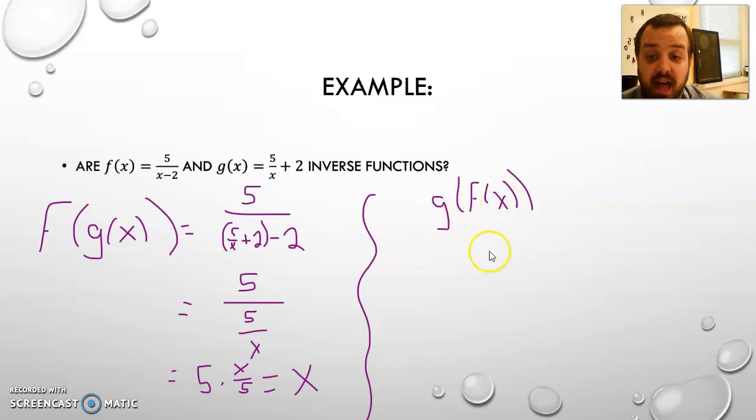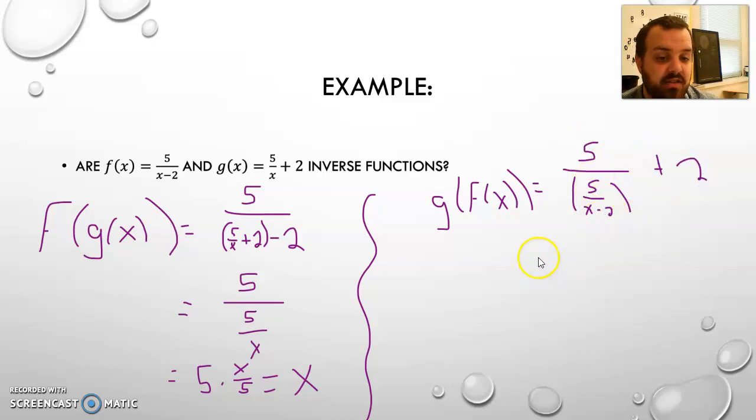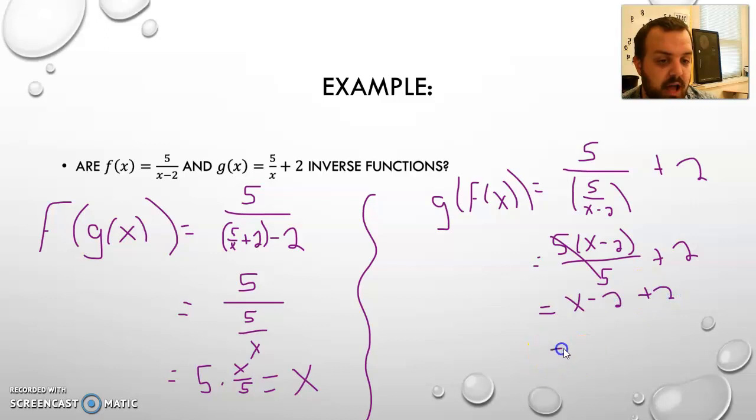So I'm going to do g of f of x, where I'm going to plug f of x into the g function. So in this one, it's going to be 5 over x minus 2 plus 2. And again, dividing by a fraction is the same thing as multiplying by its reciprocal. So this is really 5 times x minus 2 over 5. Those 5's will cancel. I'm going to get x minus 2 plus 2, which will equal x. I got x from both ways that I composed that, therefore these are inverses of each other.